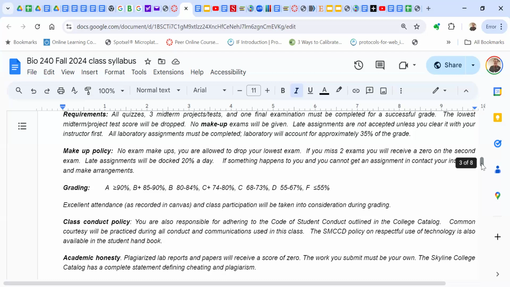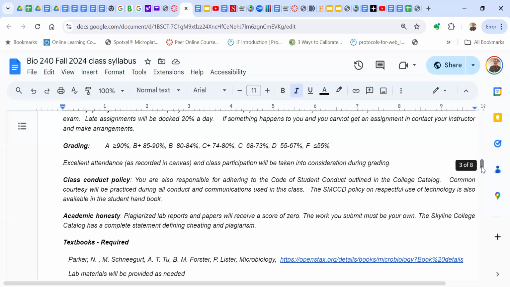C plus. And so, again, we'll look at that. My classes tend to skew towards the B a little bit more. If you're here and you're doing stuff, you're going to be able to pass the class.